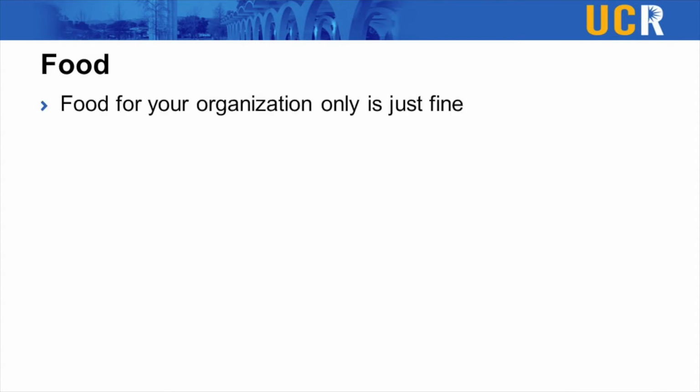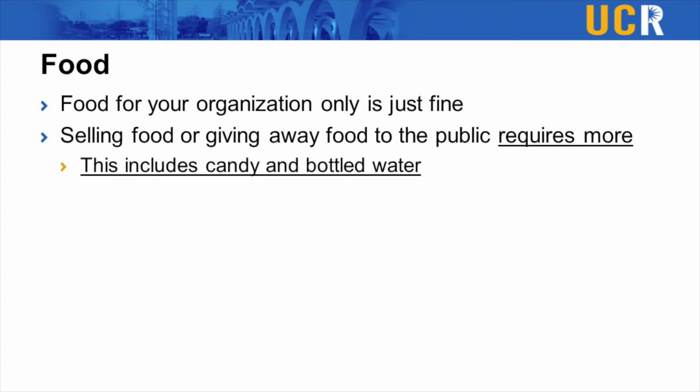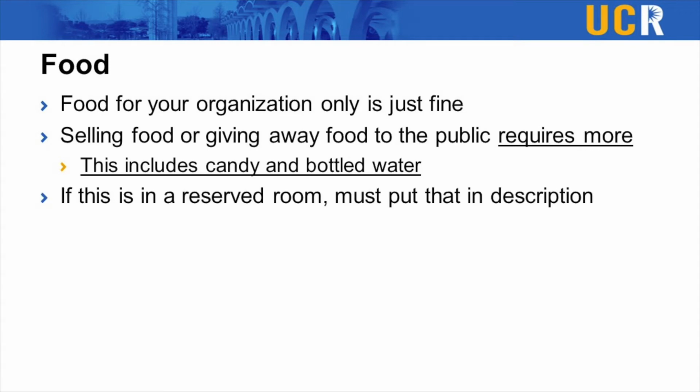Let's talk about giving away food or selling food. If you're providing food for people in your organization only, so maybe this is a general meeting or something, you don't need to do anything special. But as soon as you're giving out food or selling food to the public or people not involved with your organization, you then need to go through a few additional steps. This includes prepackaged candy and water bottles. If it's happening in a room you've reserved, you need to make sure to indicate that in your reservation.